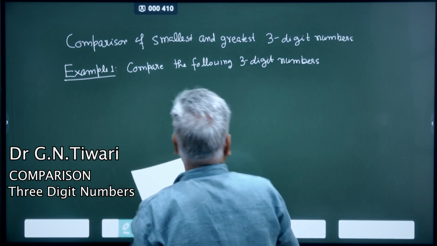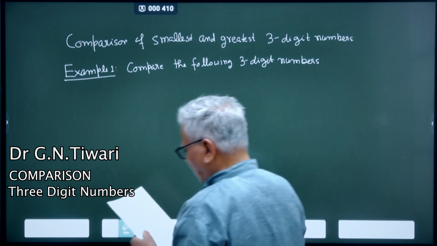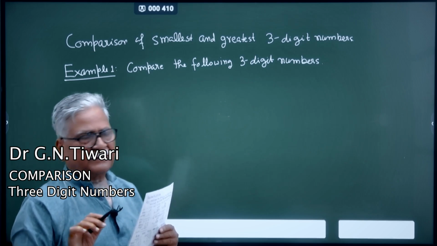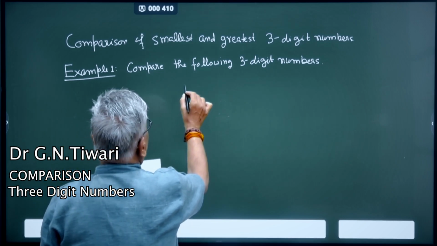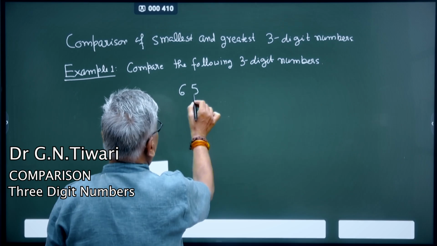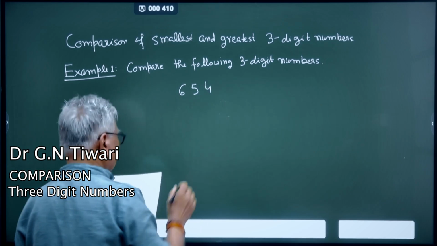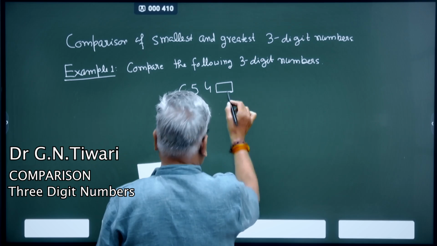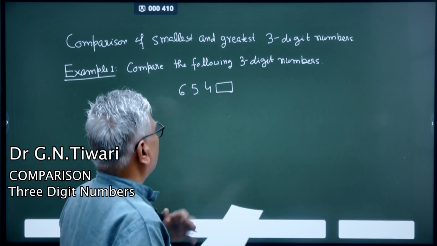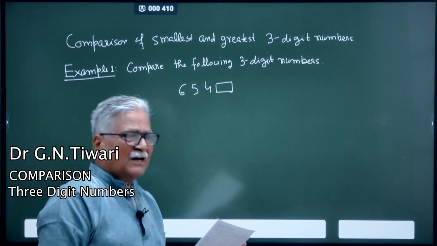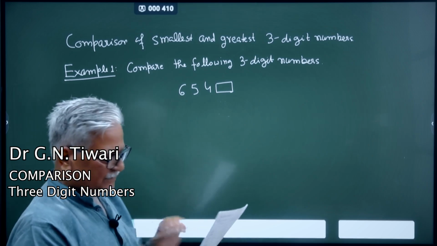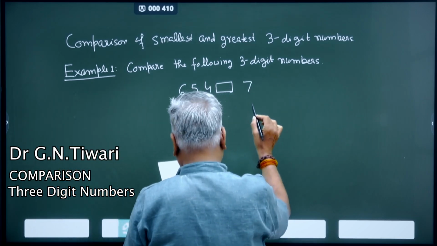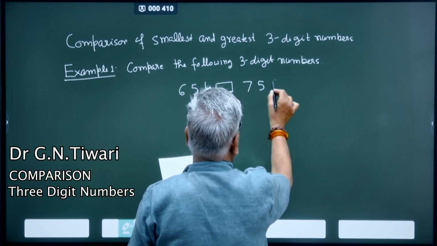In a question, only two three-digit numbers will be given, like 6, 5, 4. And here you have to place the value of greater or less, or greatest or least. And there is the 7, 5, 6.